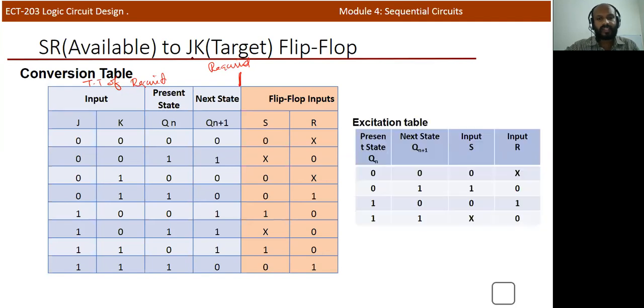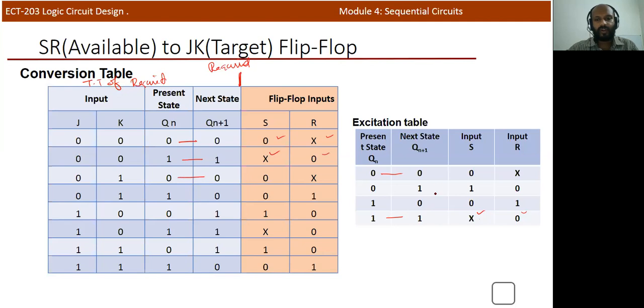Now we will write the excitation table. We'll combine the excitation table and the truth table, and the available flip-flop is SR, so we'll use the excitation table of the SR flip-flop. Now we can check the transition from 0 to 0. In order for a transition from 0 to 0 to occur, the SR input should be 0 and X. And next one, 1 to 1. For the 1 to 1 transition, the SR input should be X and 0.